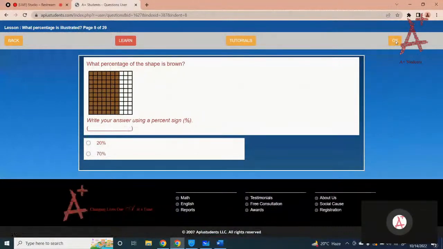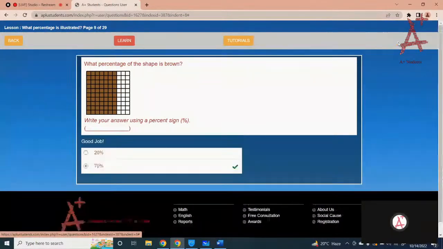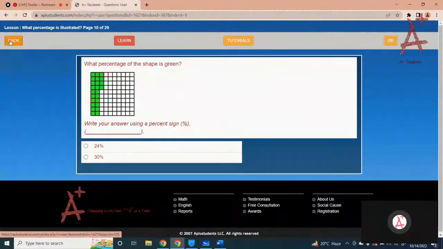What percent of the shape is brown? Is it 20% or 70%? Very good. So 70% of the shape is brown. Got it? So you can complete the test by yourself later today. I'm just moving on to the next topic.